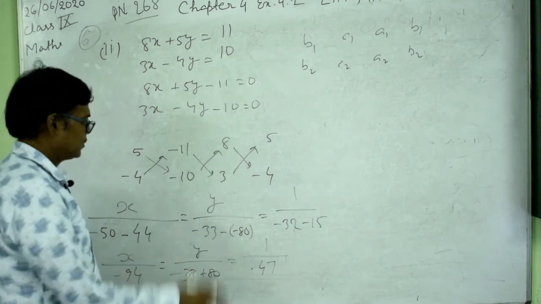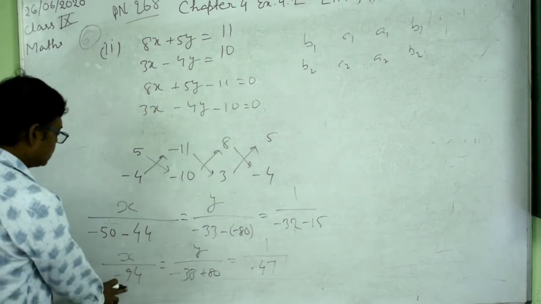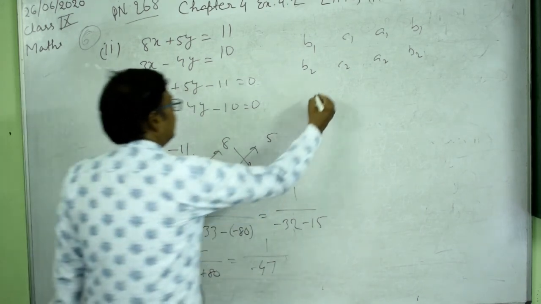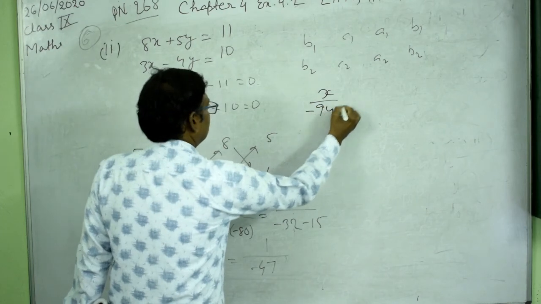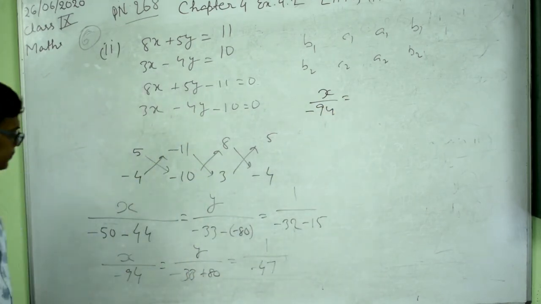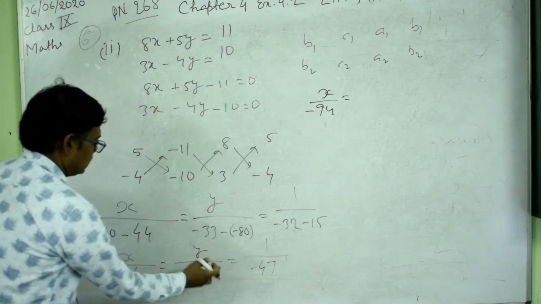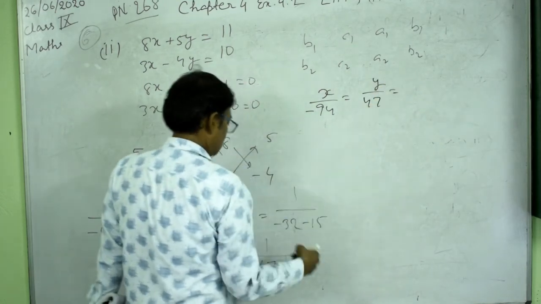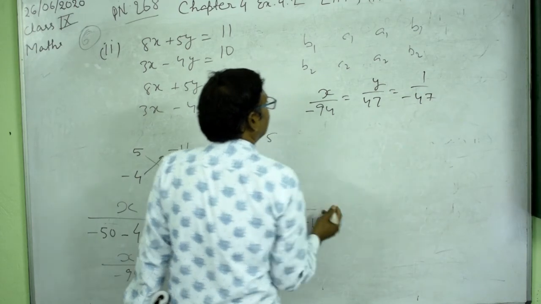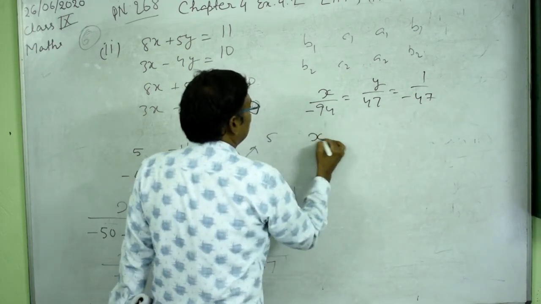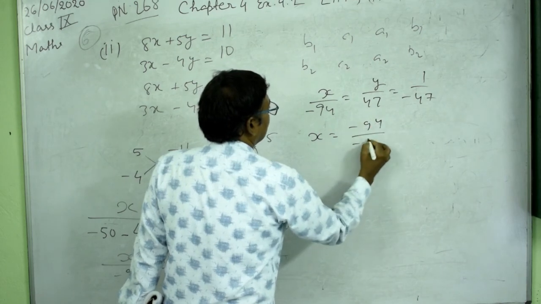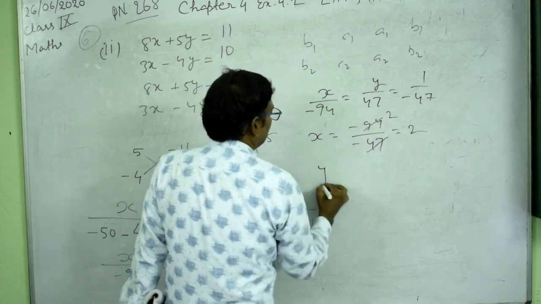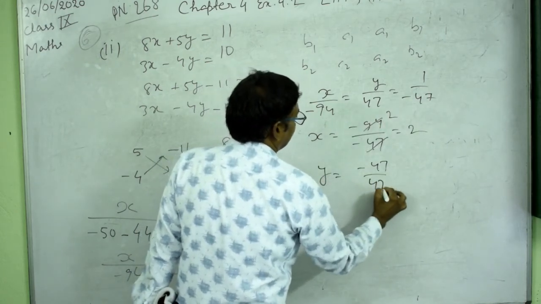Okay, this is the last one here. So this is now minus 94 here, then this is minus 33, this is 80, minus 47. Next, x by minus 94 equal to, when you subtract this you will get 7, and again that is minus 47 here. y by 47 equal to 1 by minus 47. Now when you compare these, you will get x equal to minus 94 by minus 47, so it will be 2. So x equal to 2 here. When you compare these two, you will get y equal to minus 47 by 47, that is minus 1.